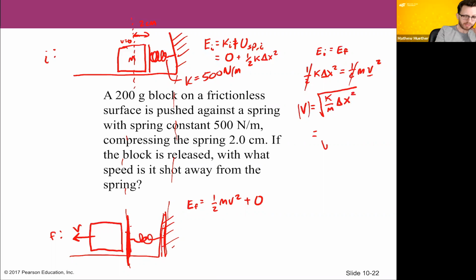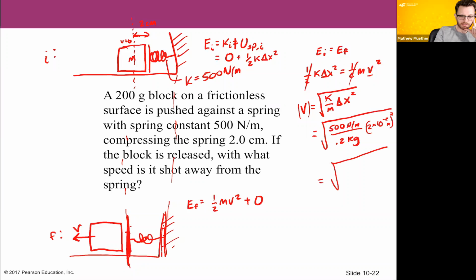So now we just have to plug in our numbers here. k is 500 newtons per meter. m is my mass, that's 0.2 kilograms in this case. My delta x is 2 times 10 to the minus 2 meters, squared. I'm putting everything in standard units here. And so now I just need to calculate this thing. I'll let you guys plug it in here.